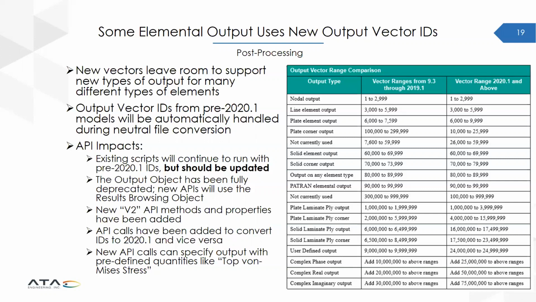And then there's also, and this bottom bullet I think is pretty cool too, there's a new API that can specify output based on a predefined quantity. So for instance, instead of knowing the output vector ID for top von Mises stress and hard coding that in and hoping that it doesn't change in the future, you could actually just write your code to search for top von Mises stress, and it will be able to go through and pull whatever the current output vector ID for that quantity is.